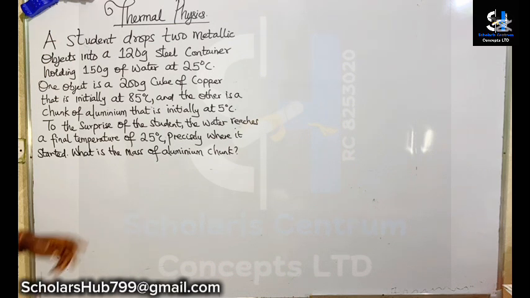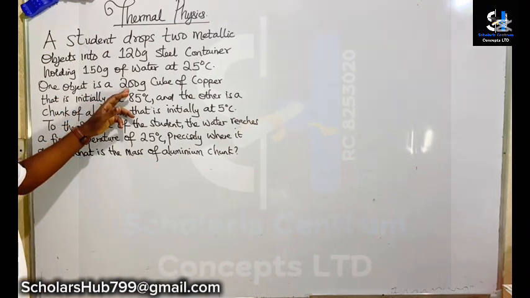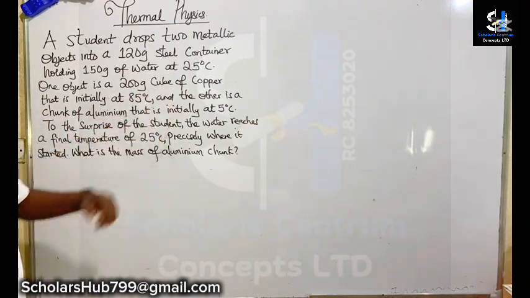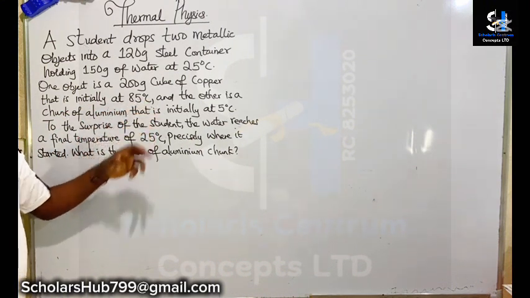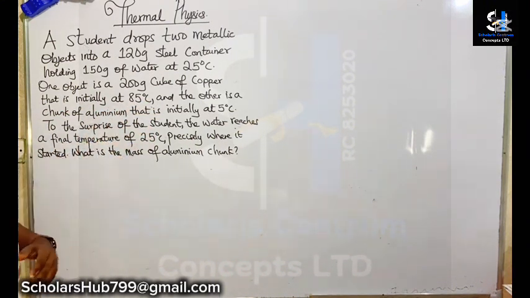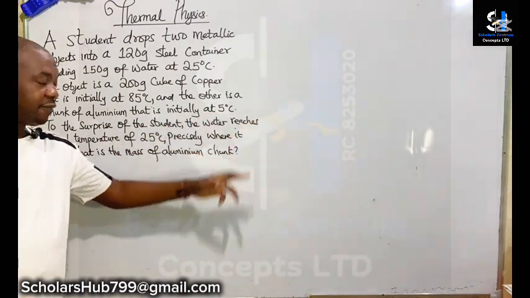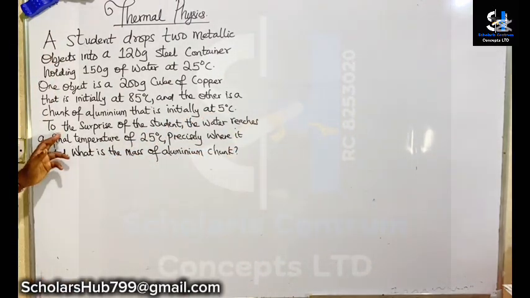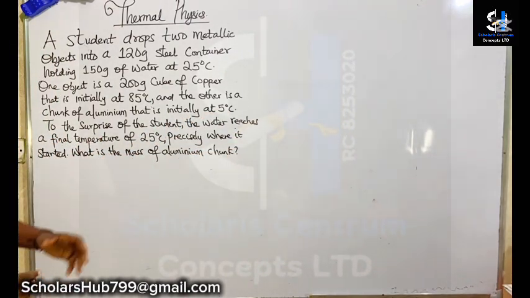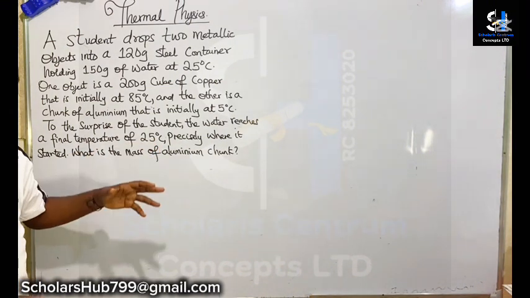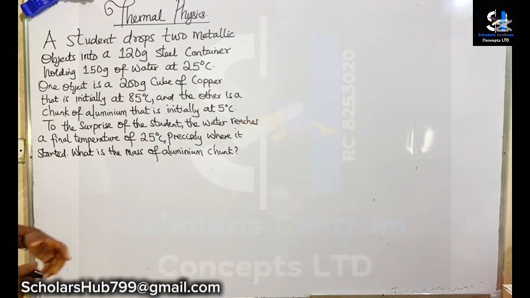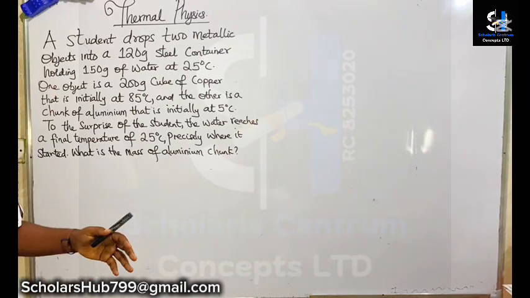degrees Celsius. One object is a 200-gram cube of copper that is initially at 85 degrees Celsius, and the other is a chunk of aluminum that is initially at 5 degrees Celsius. Now, to the surprise of the student, the water reaches a final temperature of 25 degrees Celsius, precisely where it started. What is the mass of the aluminum chunk?